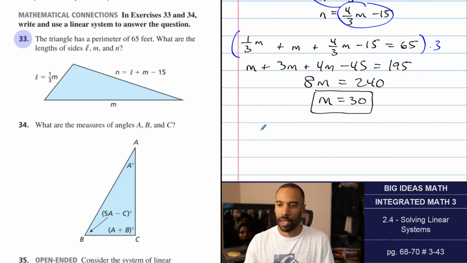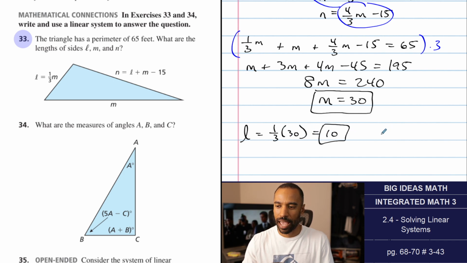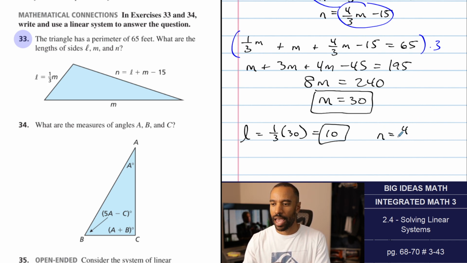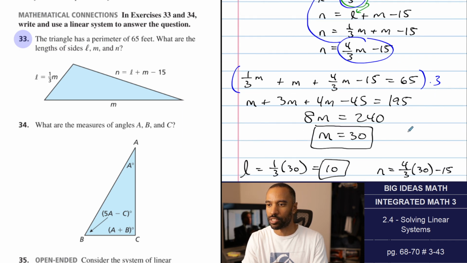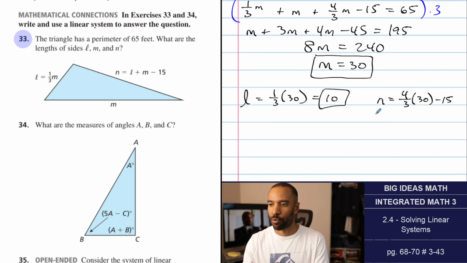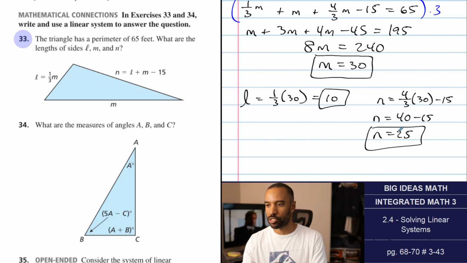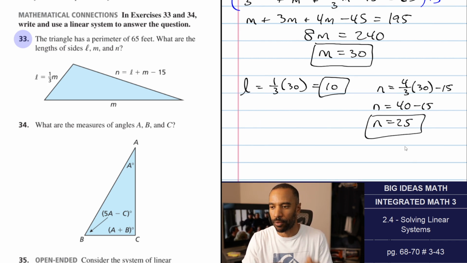M is 30. L is 1/3 of M. 1/3 of 30 is 10. And N is 4/3 of 30 minus 15. Actually, there was probably an easier one here. No, that's okay. 4/3 of 30 is 40, and 40 minus 15 is 25. Let's just make sure that 30 plus 10 plus 25 is 65. Yep. Okay.